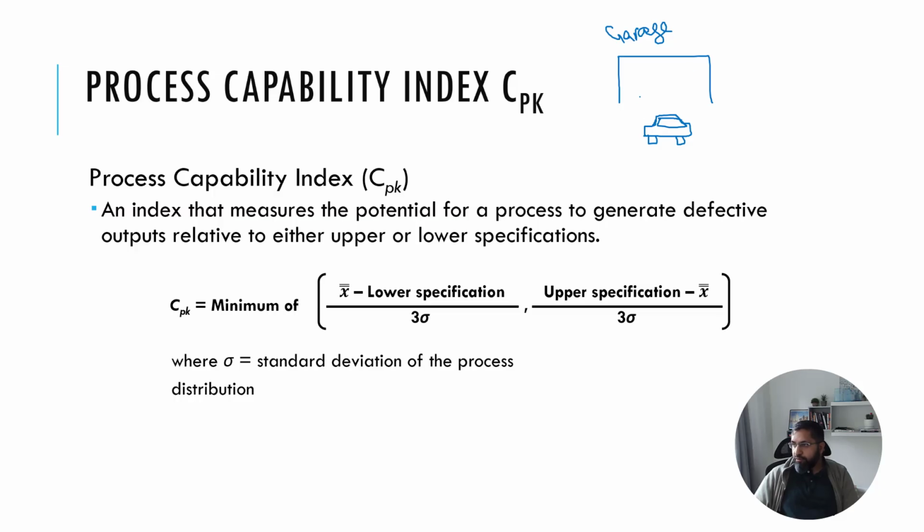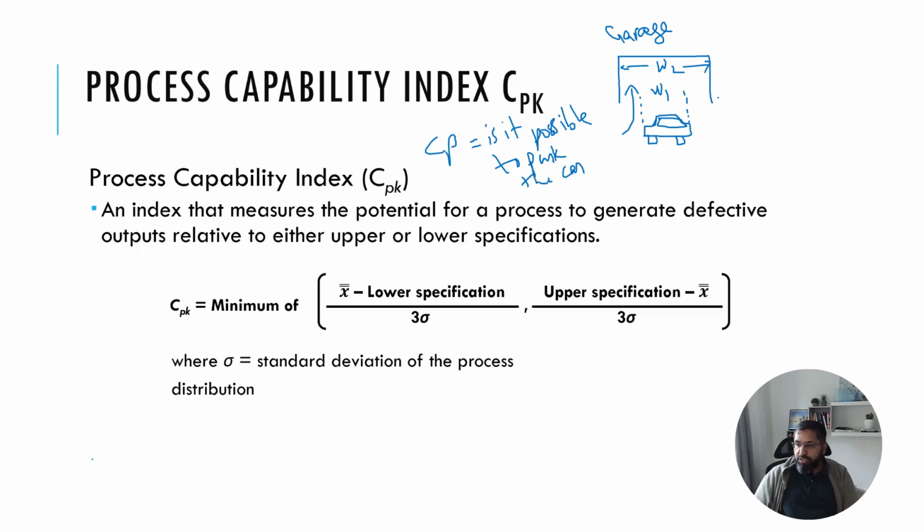Now notice that the width of the car, let's call it W1, is smaller than the width of the garage, W2. Whenever the car is less wide than the garage, you're able to park it, right? So that's what CP is testing. CP is testing, is it possible to park the car? The car represents your process, so the width of the car is the variability in your process output. The garage represents your specifications. So as long as the process width is less than the spec limit, the process is going to work. Is it possible to park the car?